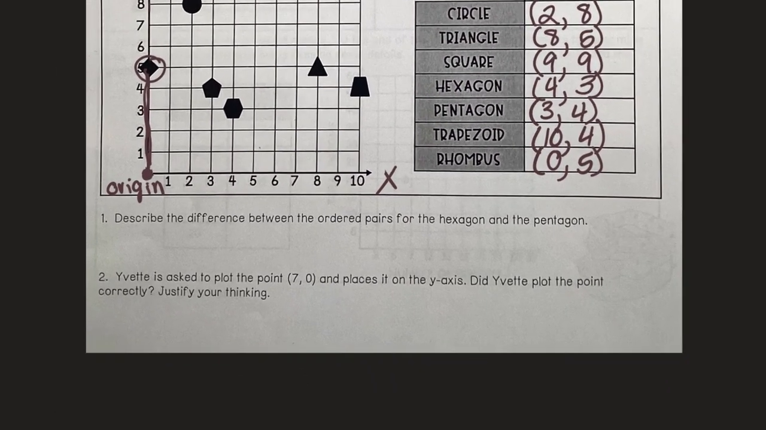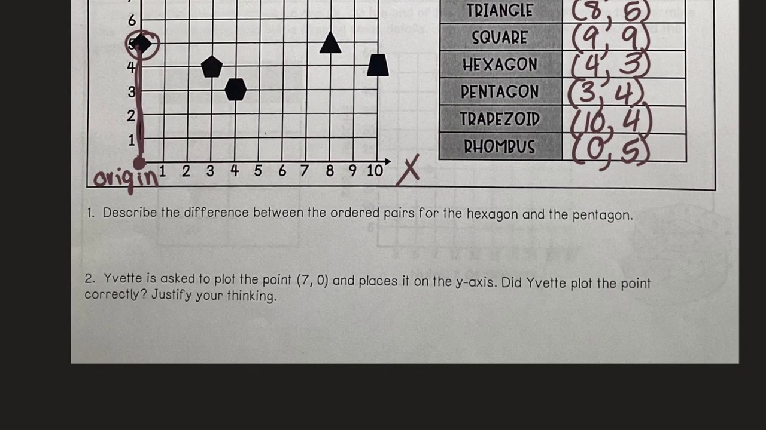All right. Now we're going to go ahead and answer some of these questions. It says for number 1, describe the difference between the ordered pairs for the hexagon and the pentagon. Okay, so we're looking at these 2 ordered pairs here, and we're trying to find the difference between these 2. Okay, they are very similar. However, my x coordinate and my y coordinate are swapped for both of them. So they're reversed. They have different values.